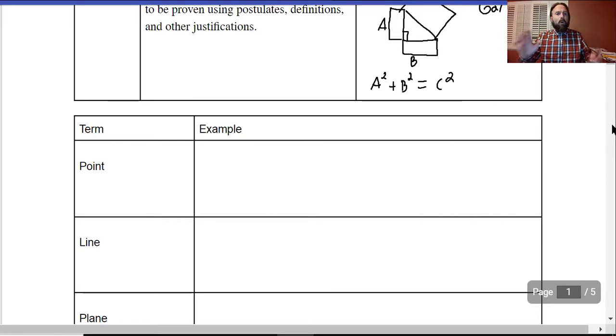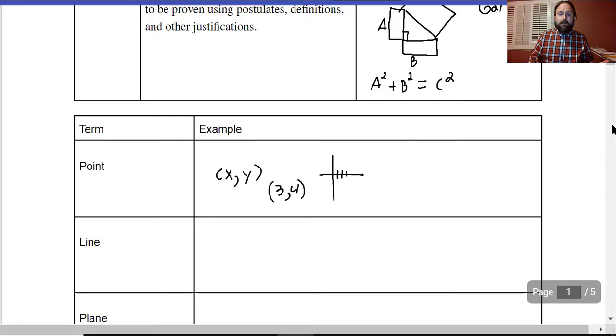So we're going to learn about a whole bunch of different terms in geometry. For example, a point is going to be an exact location. So this could be like x, y. An example could be 3, 4. So in this situation, 1, 2, 3, 1, 2, 3, 4, and it's right here. Now, this is in two-dimensional space. In three-dimensional space, we could be like x, y, z, in parentheses. So here's the x, here's the y, here's the z. But we're not going to get to that yet. But there's a point in two-dimensional space and a point in three-dimensional space.